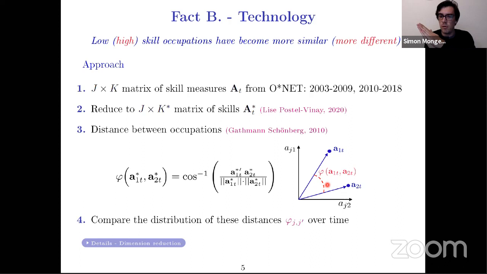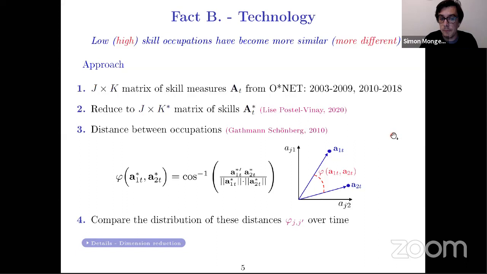So I have this matrix of skills. I can compute the distance between each skill vector, so between each occupation. And then what I'm going to do is compare the distribution of these distances in the earlier period and in the second period. Okay, so this is what I get if I do that.